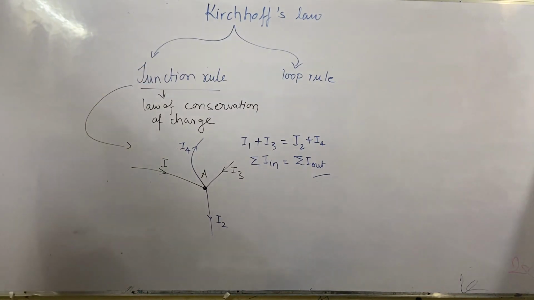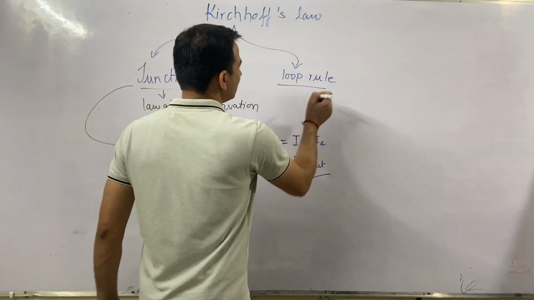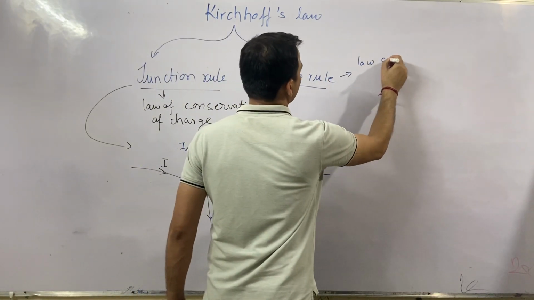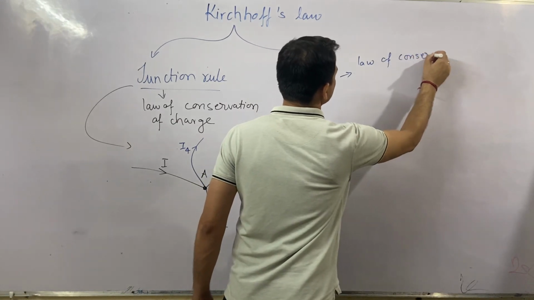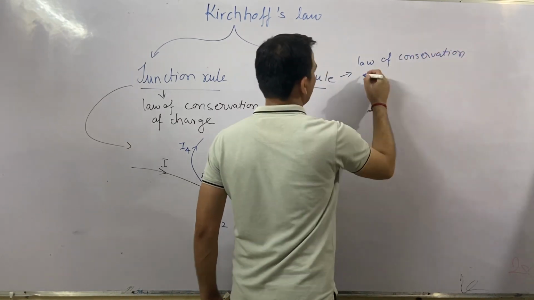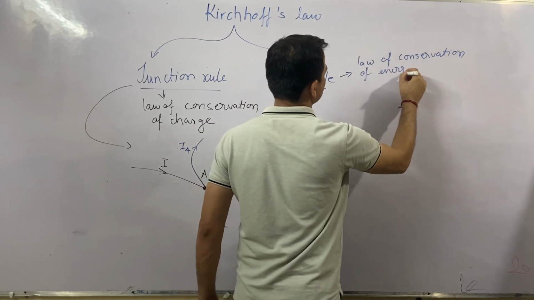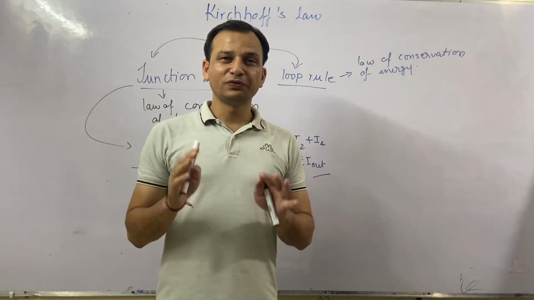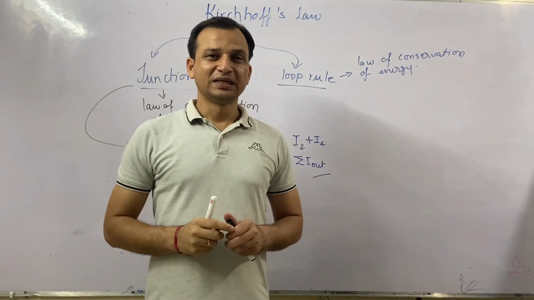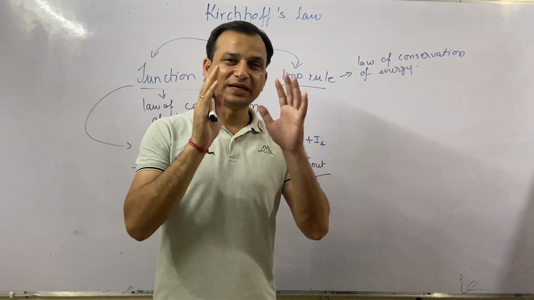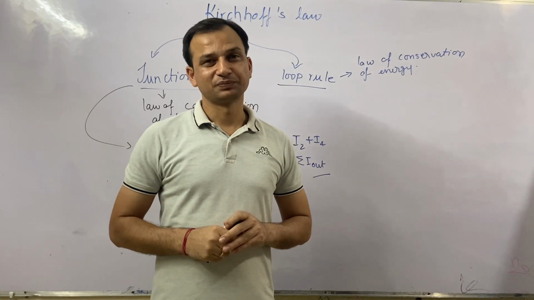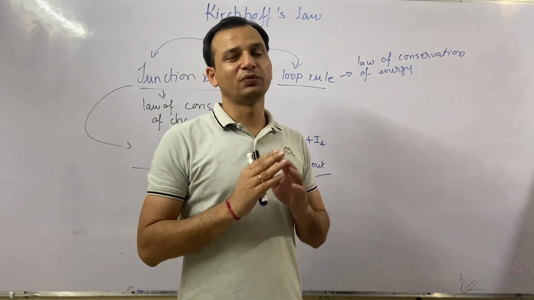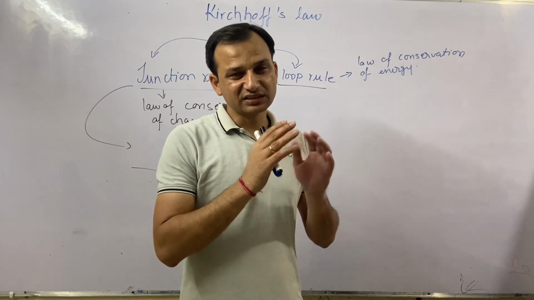This is the junction rule. Now the loop rule is the law of conservation of energy. It means whatever energy you give to the circuit, the same amount of energy will dissipate in the circuit. It means energy given will be equal to energy lost.